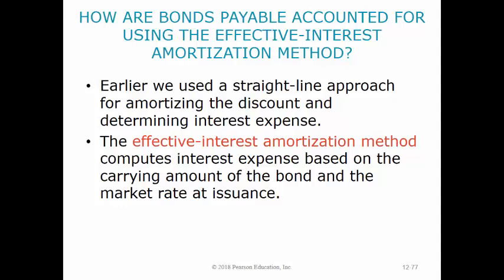Generally accepted accounting principles require that interest expense be measured using the effective interest amortization method unless the straight line amounts are similar. Total interest expense over the life of the bonds is the same under both methods. However, interest expense each year is different between the 2 methods.